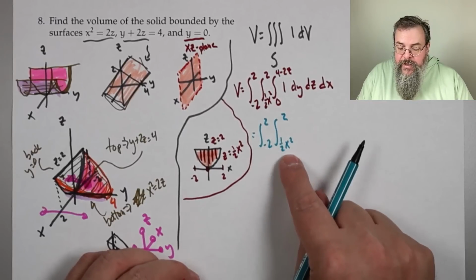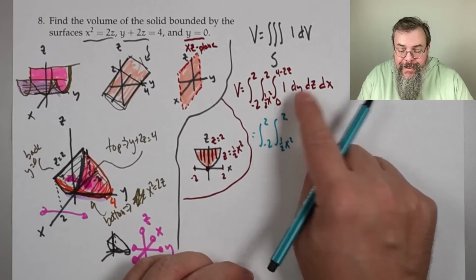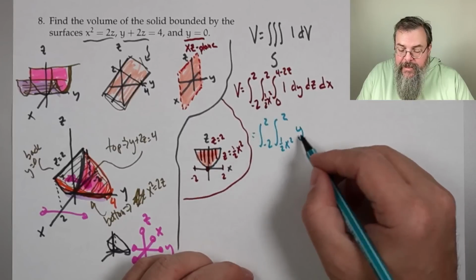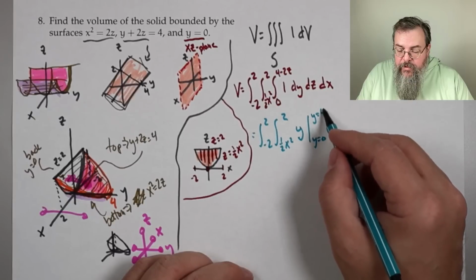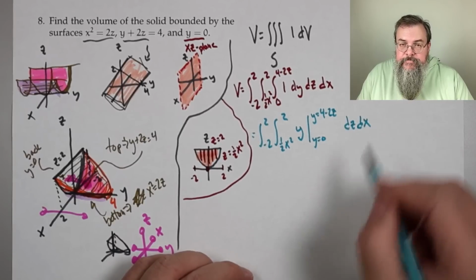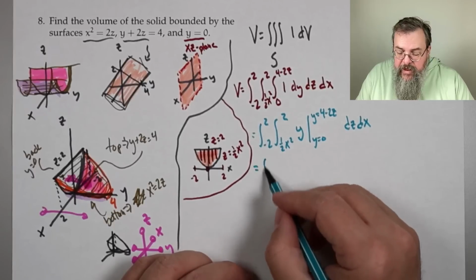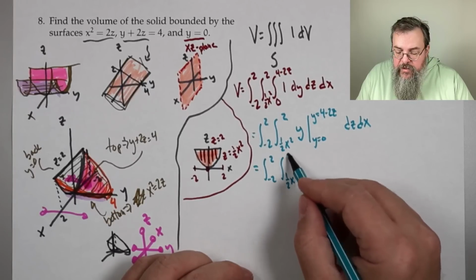So our outer two layers, we haven't done anything. We're integrating the inside with respect to y, which gives us y. And we're going to evaluate y equals 0 to y equals 4 minus 2z. And then we have our outer layers. Okay, so that's integral -2 to +2, integral 1/2 x squared to 2.